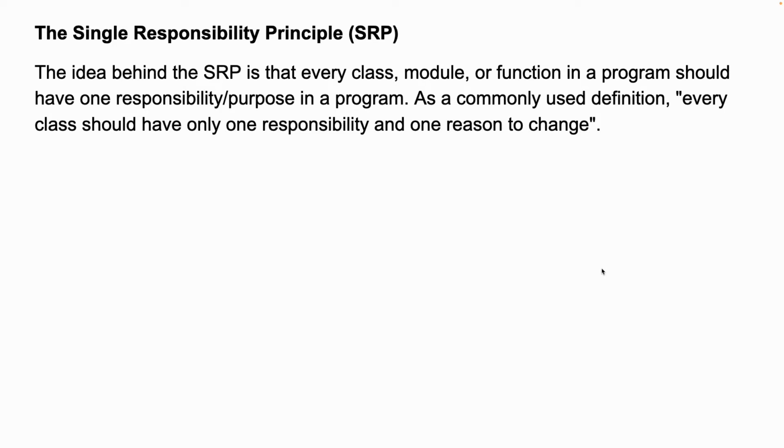Let us look into the SRP, or the single responsibility principle, from our SOLID principles. This is the first principle that we need to understand, and the definition is quite long, but we are going to focus on the specific one, which is that every class should have only one responsibility and only one reason to change. Whenever you are defining any class, module, or function, make sure that it should have only one responsibility.